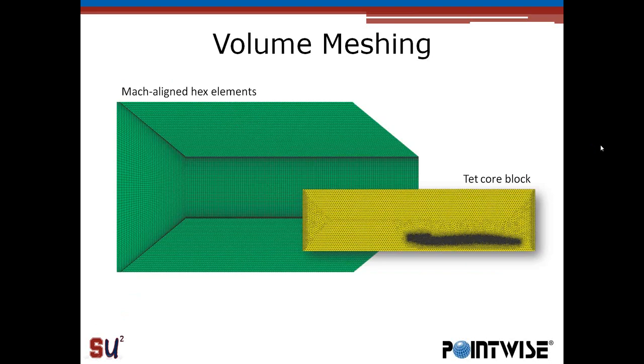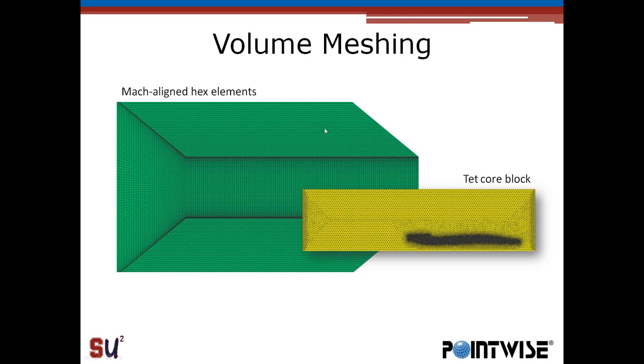What that allows us to do is, that inner tet core gives us a lot of flexibility, a lot of freedom to do things like adding components to the geometry. We can automate it using our scripting language. We can change the angle of attack. We can do all sorts of things when we have this tet core. The other thing we can do is easily convert this to a viscous block using our T-Rex viscous unstructured meshing algorithm. So again, we get a lot of flexibility when we do this.